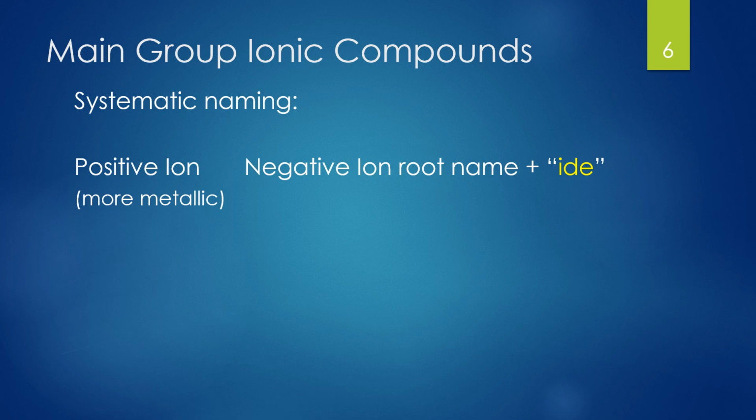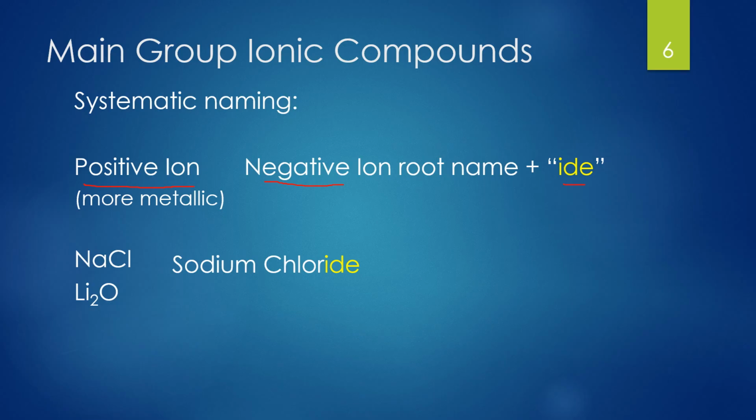Let's do some more examples together. So here is the general layout of how we're naming. So the more metallic or the positive ion is going to be named first with no special endings. Then the nonmetal portion, the negative portion, we're going to use the root name and add an IDE ending to it. So NaCl, I'm sure we've named this a million times already, but let's try again. So Na is sodium, so we write just sodium, just how it is. And then chlorine is going to become chloride, so we add an IDE ending to that.